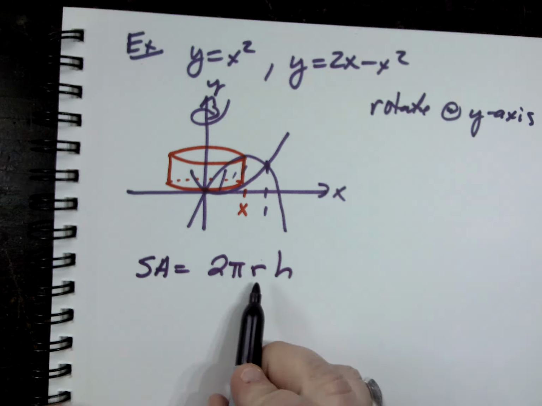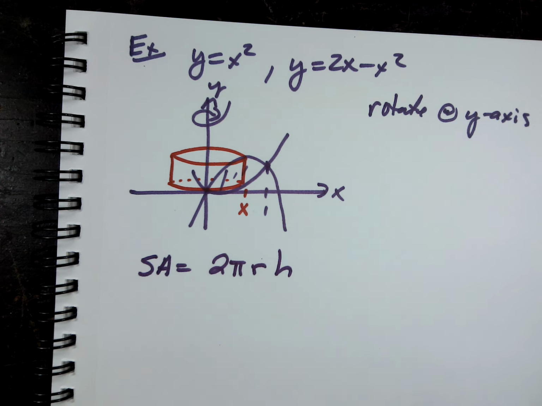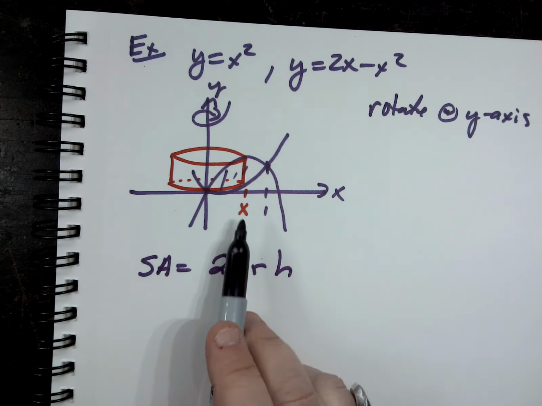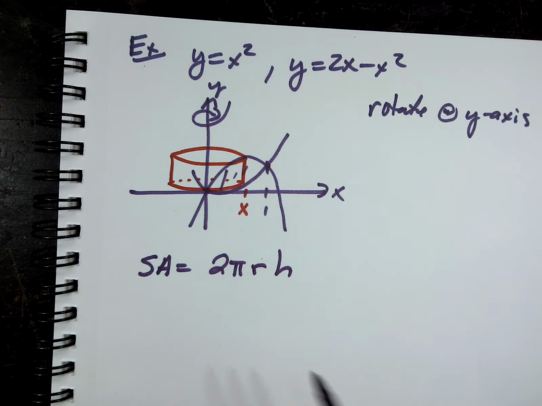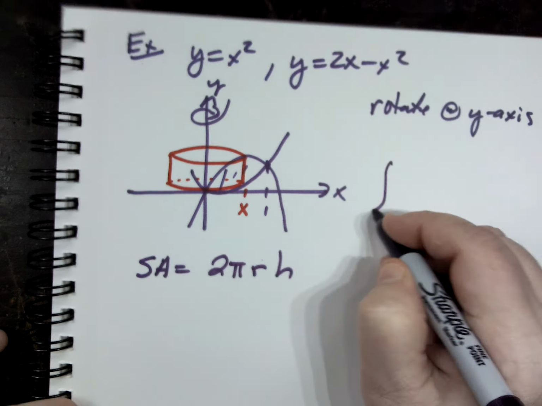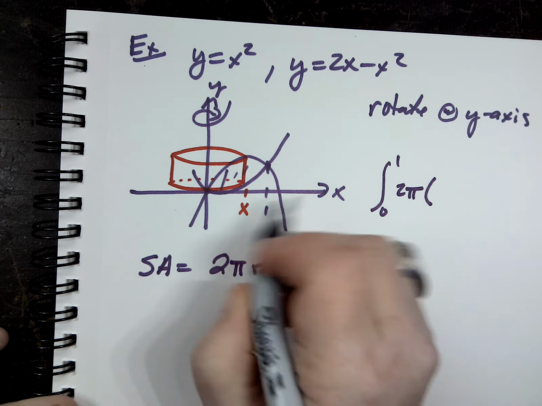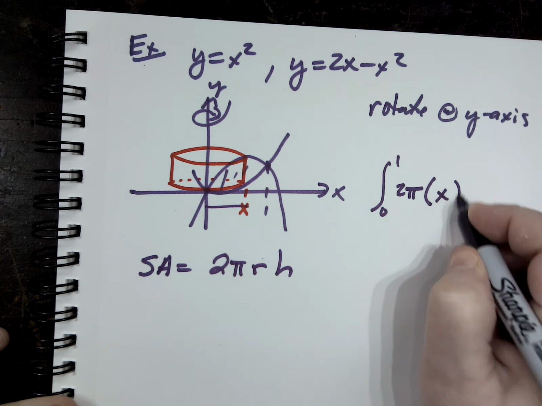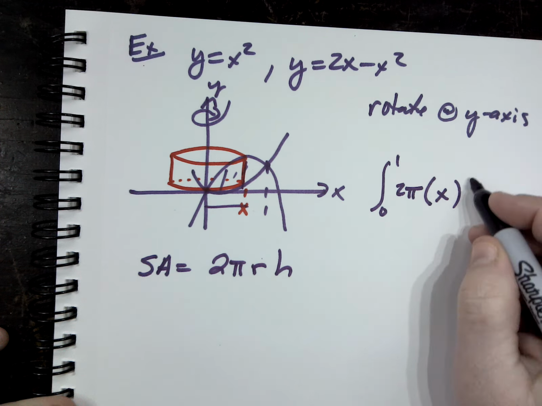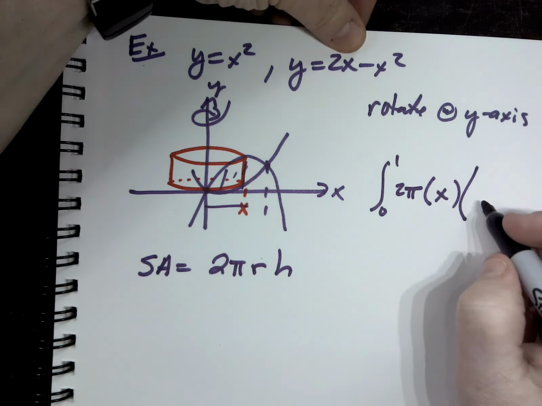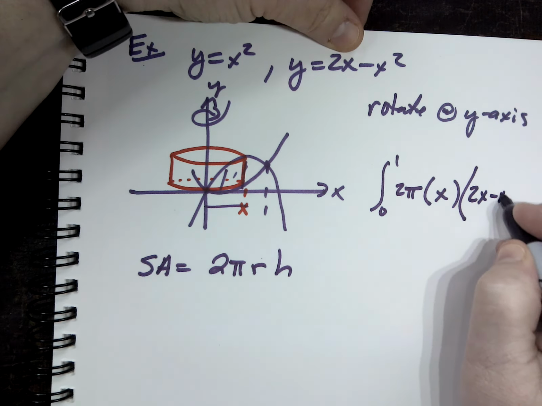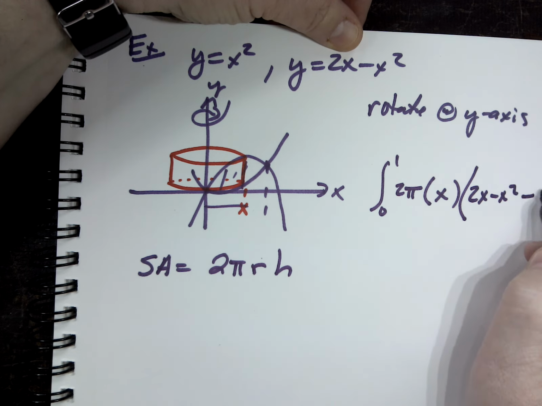So the radius is the distance from x to the line you're rotating around. We're rotating around the y-axis, so the distance between x and the y-axis is x. So I'm going to integrate from 0 to 1, 2 pi. My radius here is x, and the height is the length of that line, which is the upper function, 2x minus x squared, minus the bottom function, dx.